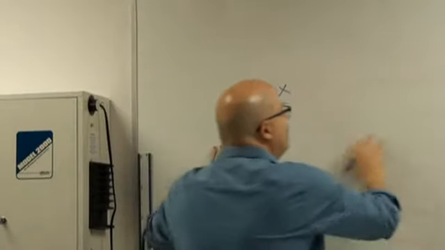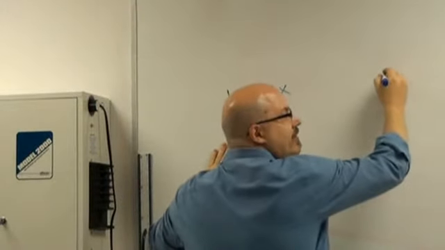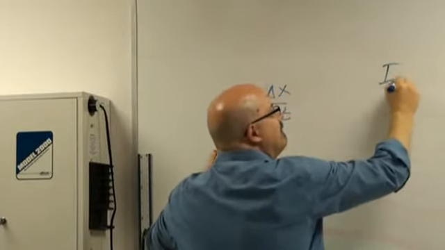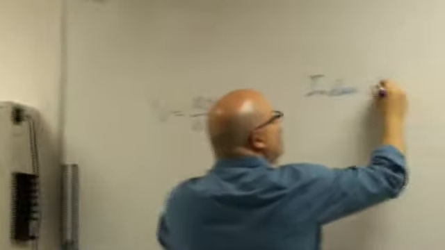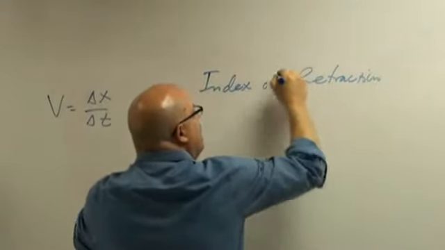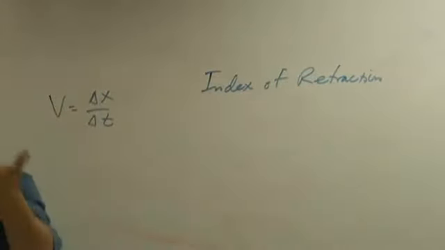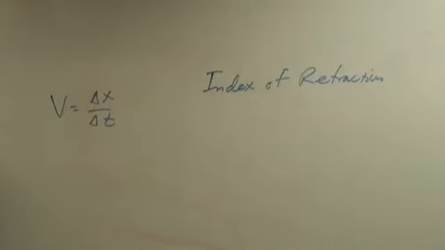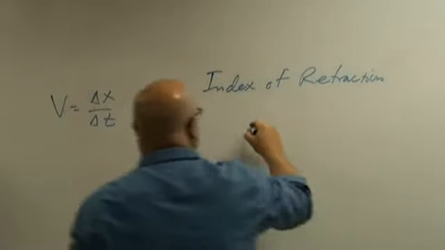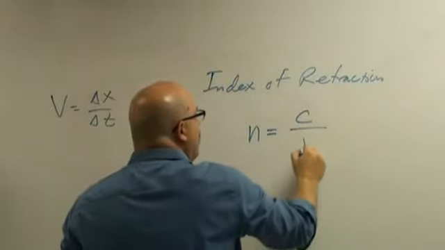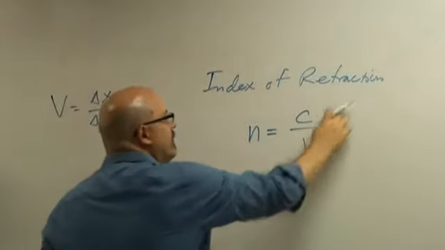Okay, here we go. They have something called index of refraction. It is a number that lets you know how fast something's going relative to the speed of light in a vacuum. Okay? Index of refraction is n. N equals C over V. Okay?